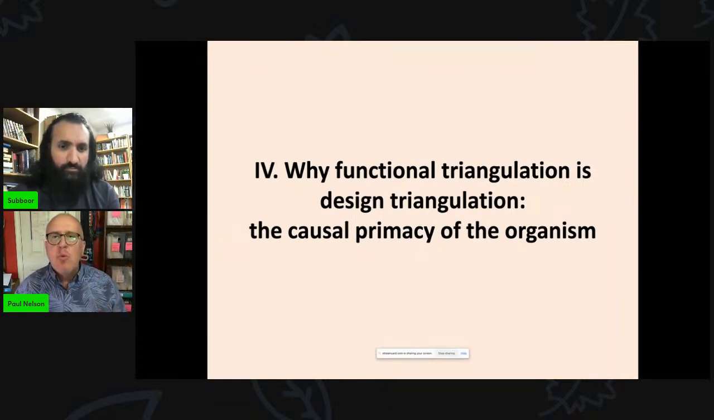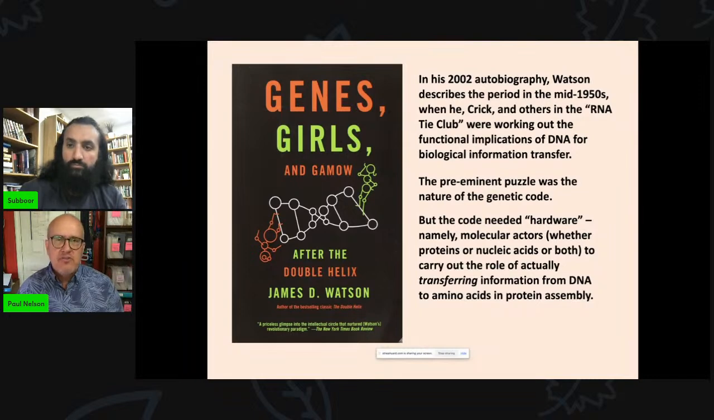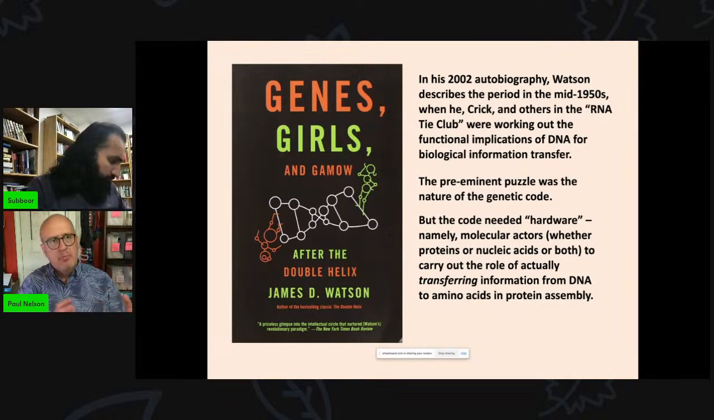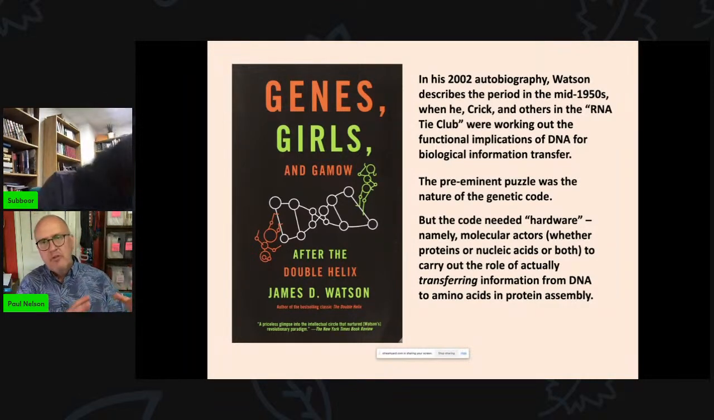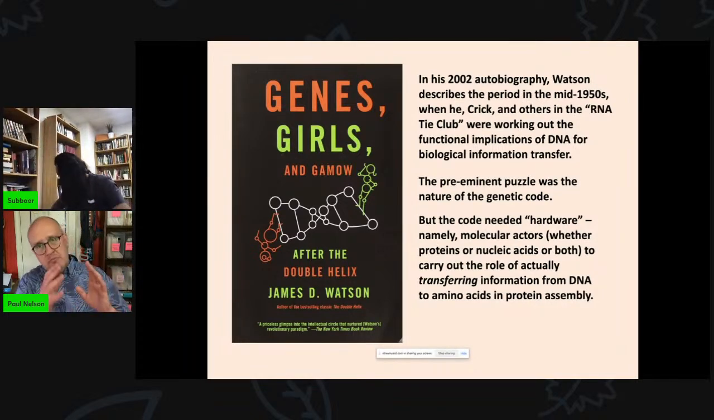Watson doesn't buy it. Why? Well, because of the implications of this hypothesis. And this is why you need to call it design triangulation. So in his 2002 autobiography, which describes the period after the double helix, the book The Double Helix is when he describes the period leading up to the 1953 publication in Nature that won the Nobel. And then this book takes the story on from that point.